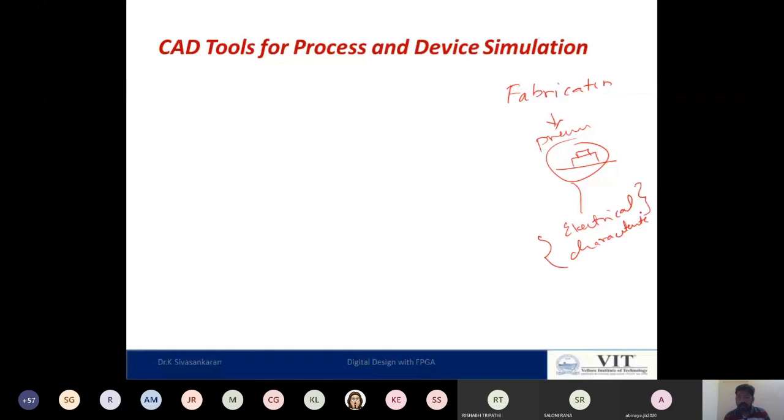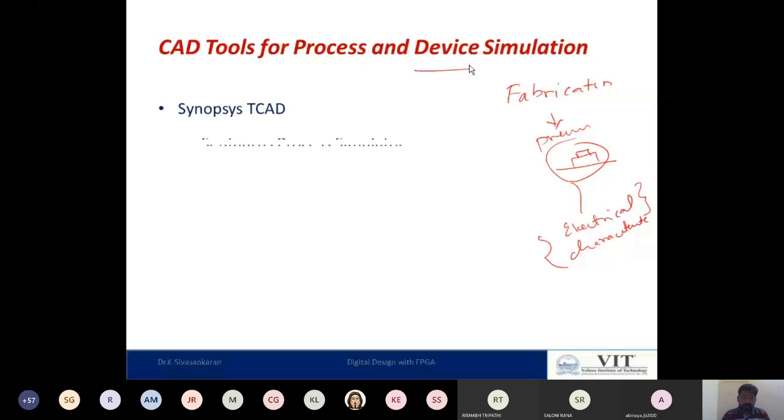There is another set of simulation tools which will be used for process and device level simulation. Where we talk about fabrication, that's what we call the process. Starting from the substrate and how you are developing a device structure. Then at the device level, again you can perform the electrical characterization of the device. In Physics of VLSI, you'll be studying a little bit on this. That comes under device level simulation.